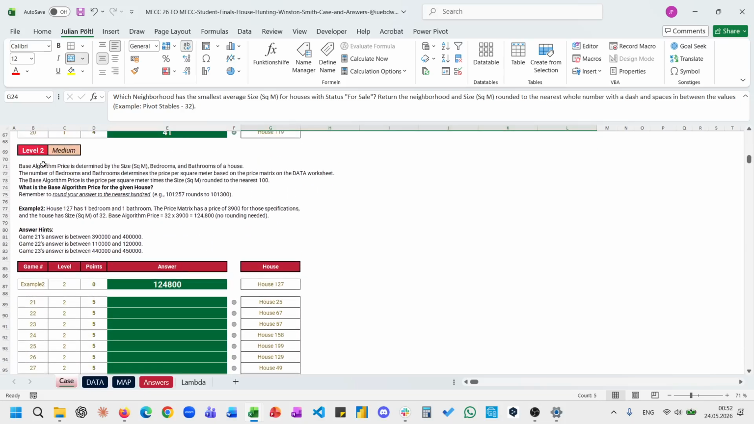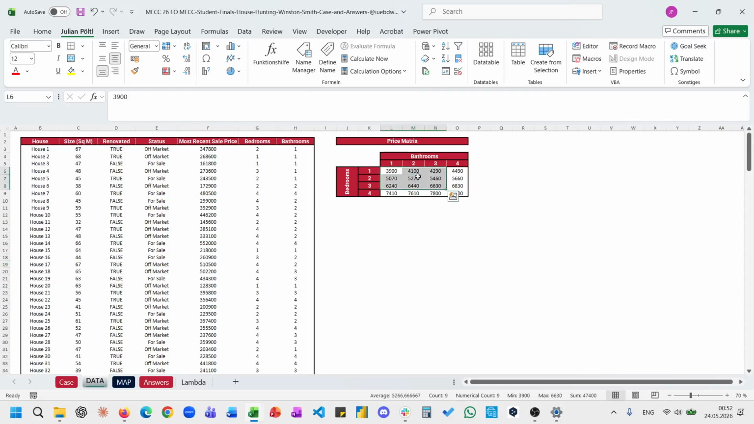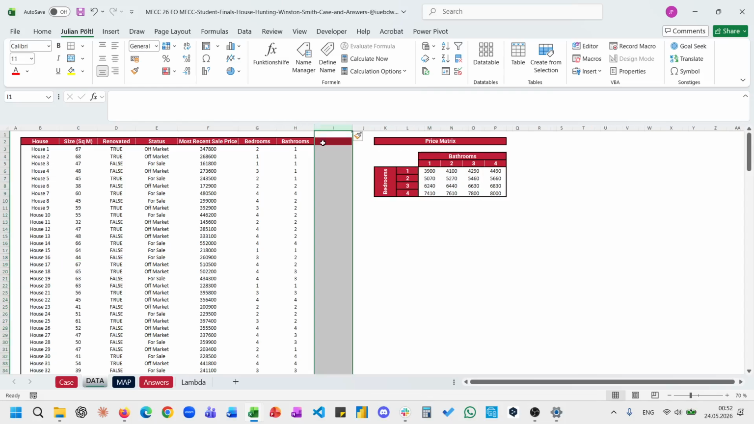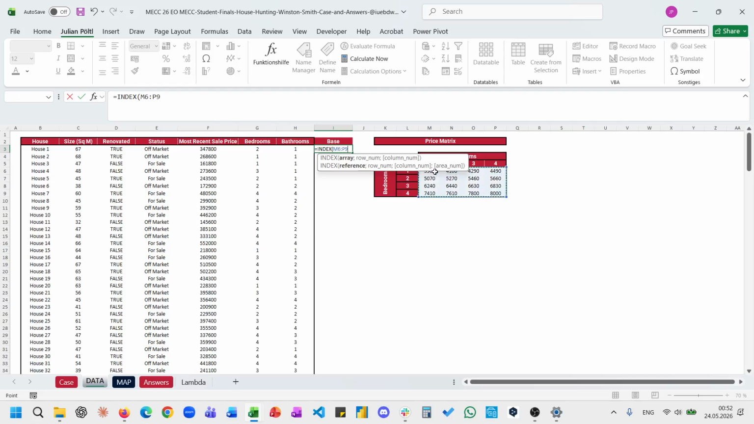Here, the base algorithm price for the house is the square meter multiplied by this matrix. If we do it here, call it base, equals INDEX. And this is easy. You don't need a two-dimensional lookup because it's in order. So here bedrooms are rows, bathrooms are columns, multiplied with the square meter.